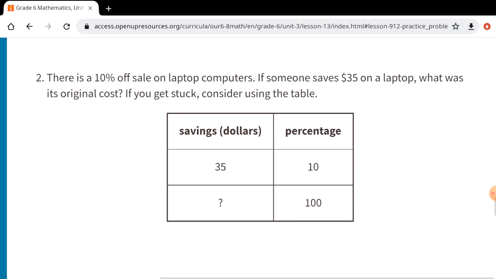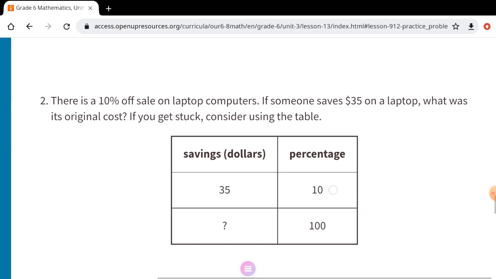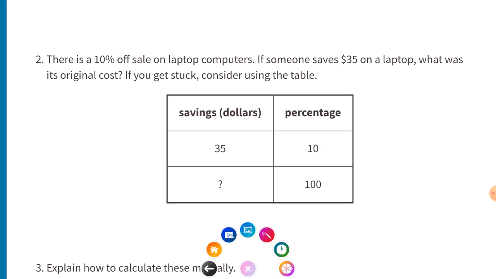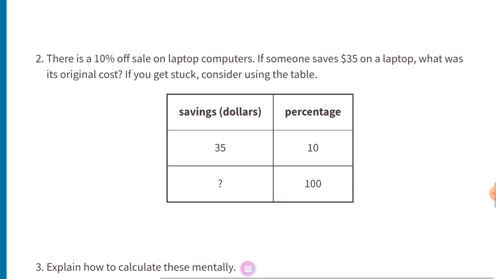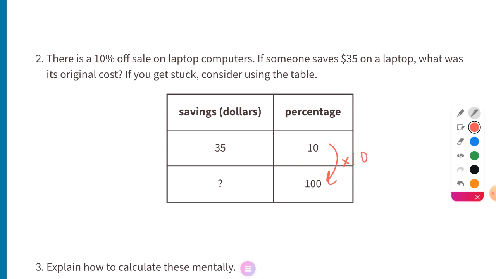Why was the table beneficial? Livy? Yeah, they kind of already put everything where it needed to be, so I didn't have to put much thought into it. How do we get from 10 to 100? Times 10. What's 35 times 10? 350. So that's times 10 times 10. So it would be $350.